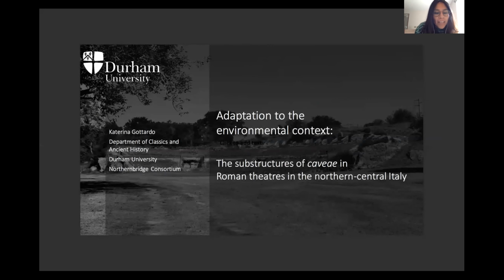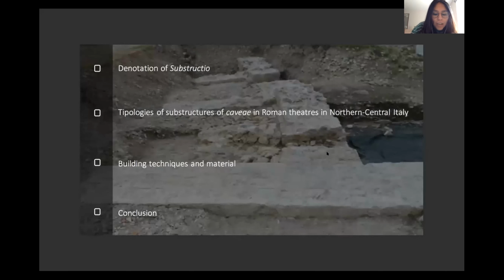Hello, everybody. With this work I'm going to explain the skill of the Romans in adapting building techniques to different environmental conditions. In this particular case, I'm analyzing the solutions adopted for building theaters in the area of central and northern Italy. This presentation will look at these key points: the notion of substructio, typologies of substructures of cavea in Roman theaters in northern central Italy, building techniques and materials, and finally the conclusion.